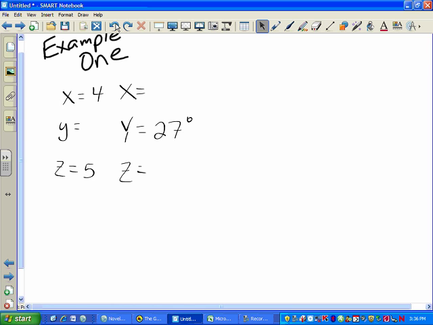Angle side angle side is not ambiguous. It will not give you two triangles. It's only when you have two sides and the angle across from it. Angle side side. Okay?